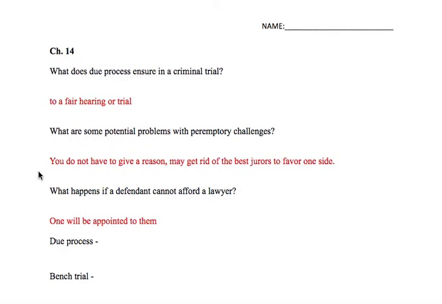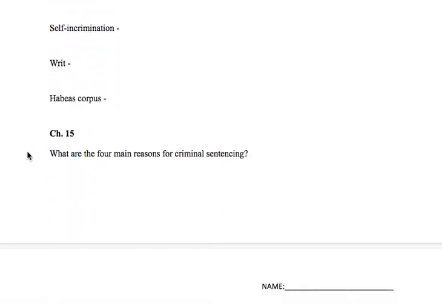Chapter 14, what does due process ensure? It ensures a fair trial or hearing. What are some potential problems with peremptory challenges? Peremptory challenges are for the jury. You don't have to give a reason. You can get rid of a juror. They might favor one side or the other. This cannot be done based on race, sex, gender, ethnicity. You cannot do that. You try to avoid that. What happens if a defendant cannot afford a lawyer? One will be appointed to them.